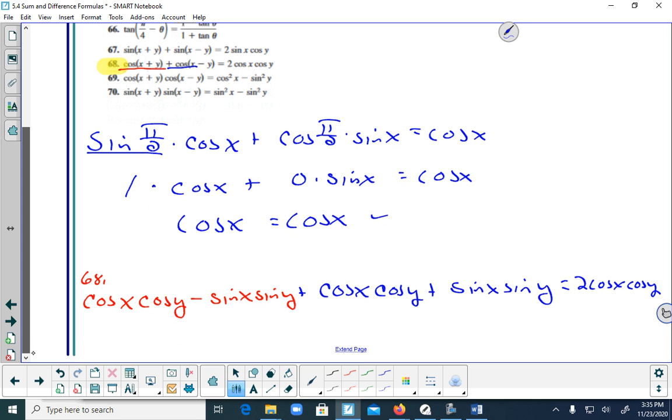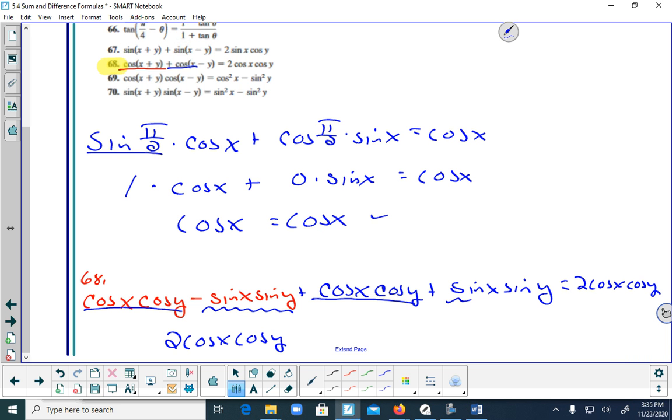So when I do this, I have 1 cosine x cosine y, and I have another cosine x cosine y. So I have 2 cosine x cosine y, and then I have a negative sine x sine y and a positive sine x sine y. So those will equal 0. And I'm trying to show that that's equal to 2 cosine x cosine y. So the left side looks like the right side, so I verified that identity.